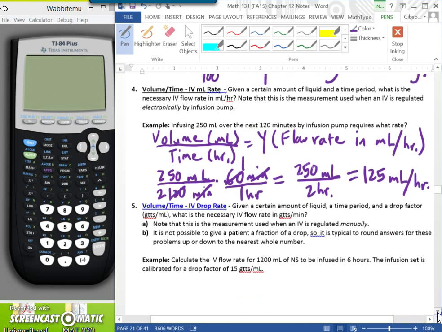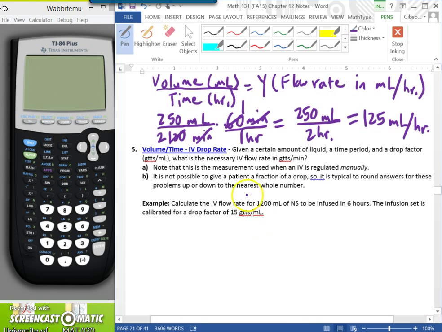Okay, number 5. We have volume and time. It says, given a certain amount of liquid, a time period, and a drop factor, GTTS per milliliter, what is the necessary IV flow rate in GTTS per minute? Note that this is the measurement used when the IV is regulated manually. It is not possible to give a patient a fraction of a drop, so it is typical to round answers for these problems up or down to the nearest whole number.